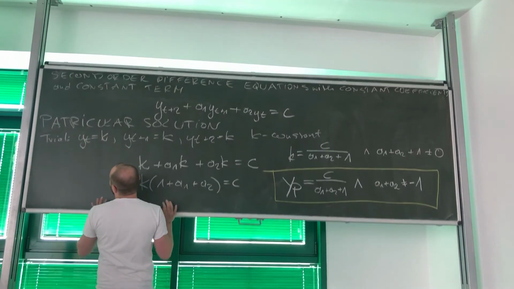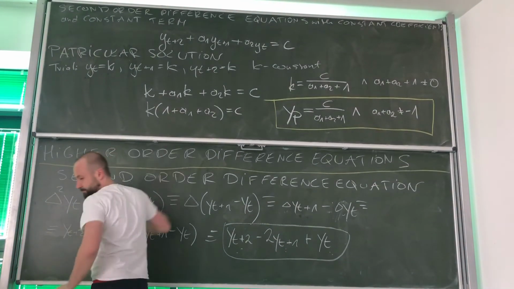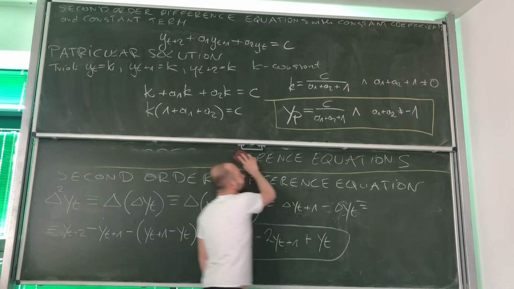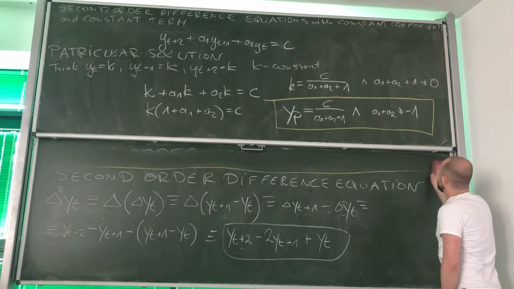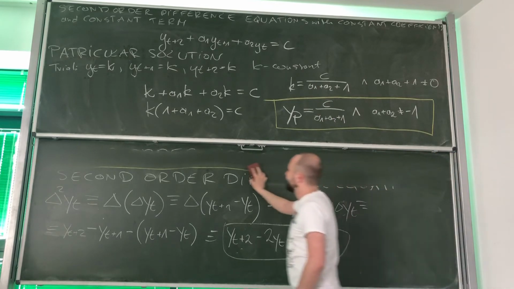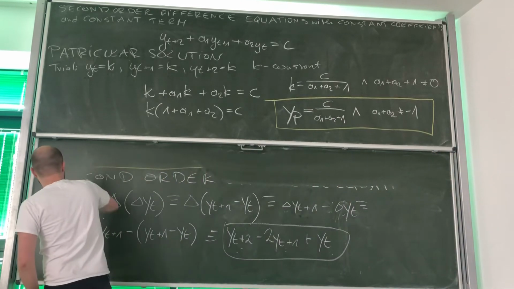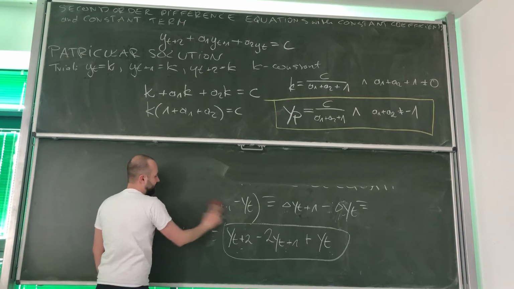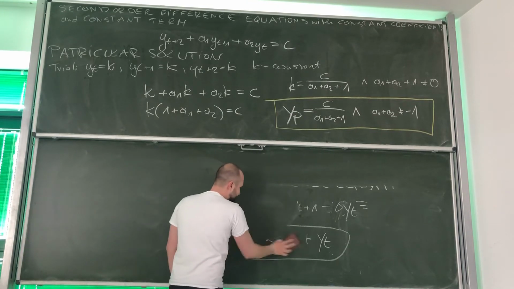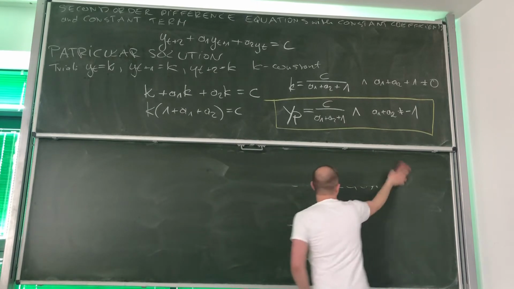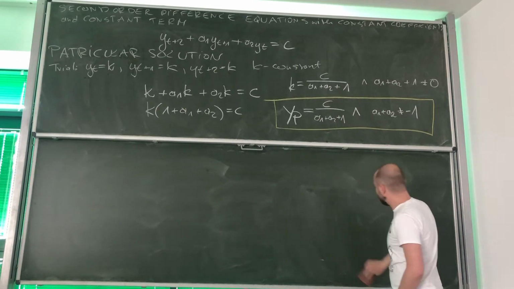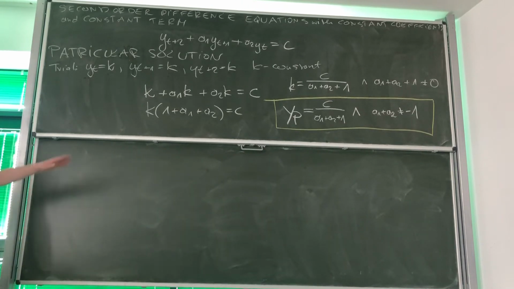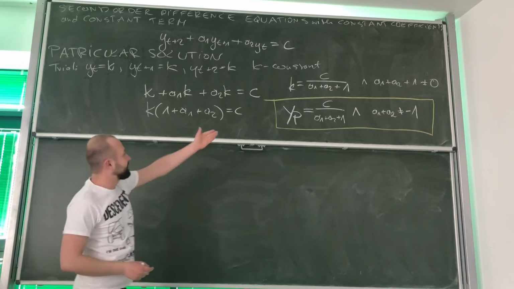However, right away, we notice that if a1 plus a2 are actually equal to negative 1, then our solution is no longer going to work. Okay, so let's see what we can do if this solution doesn't work.